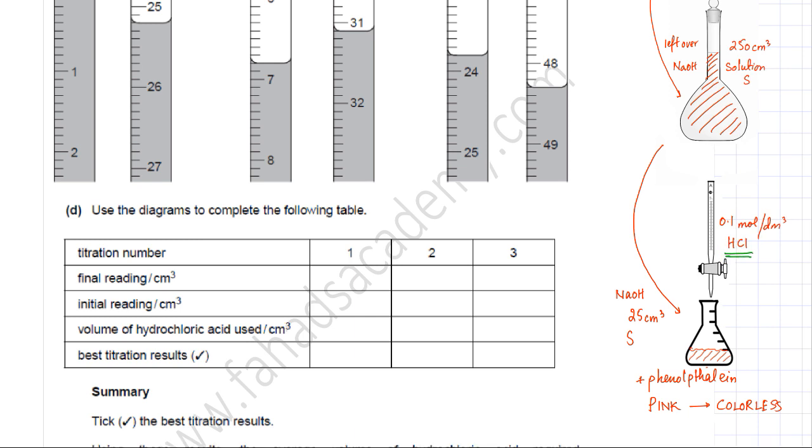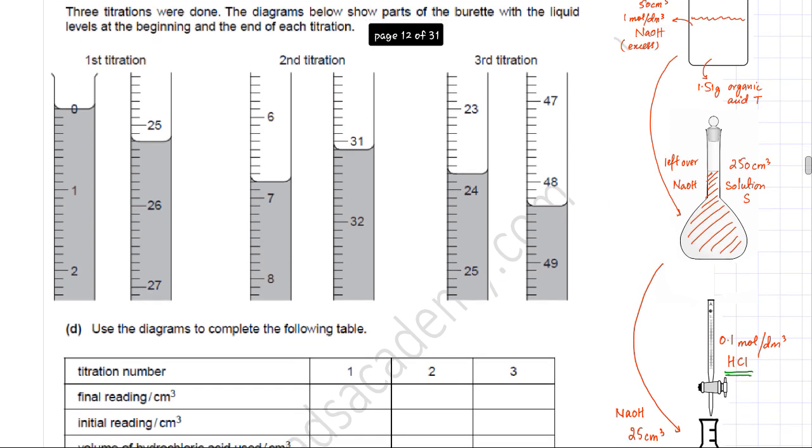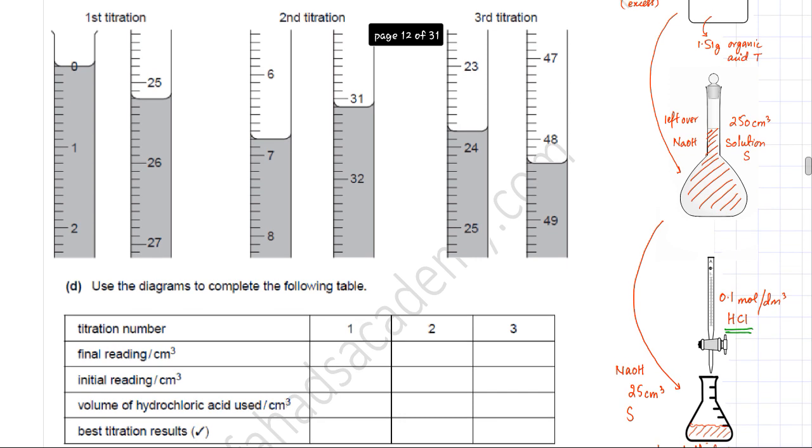Now 3 separate titrations were done to get better results. By taking the average, you're going to get more accurate results. So we're going to figure out how much HCl is being added from the burette into the conical flask. So 3 separate burettes are drawn. Their initial values and their final values are shown, and 3 separate titrations are done. So we need to fill the table given below, using these values.